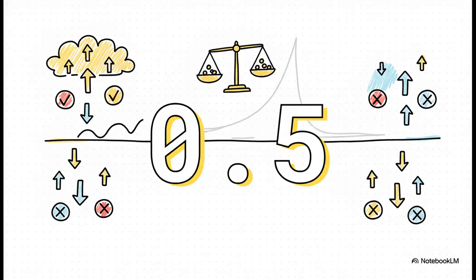So how do we get our final yes or no? We just set a really simple threshold, usually right at 0.5. If the model's probability is more than 0.5, we predict yes. If it's less than 0.5, we predict no. That's it. This simple line in the sand creates the decision boundary between our two choices.